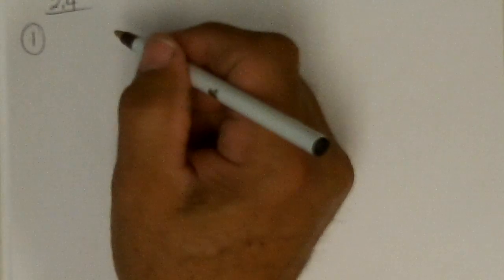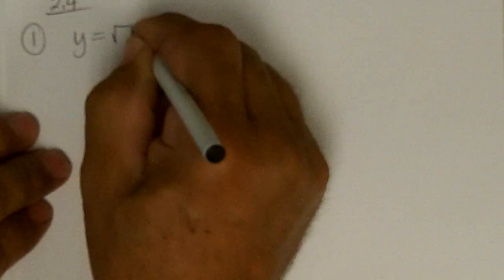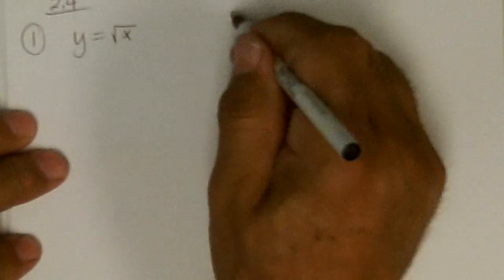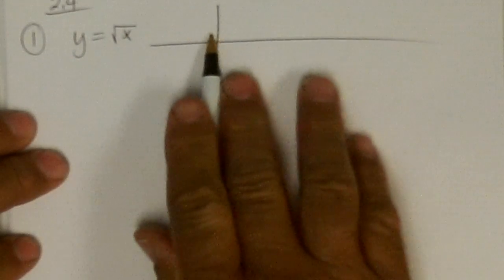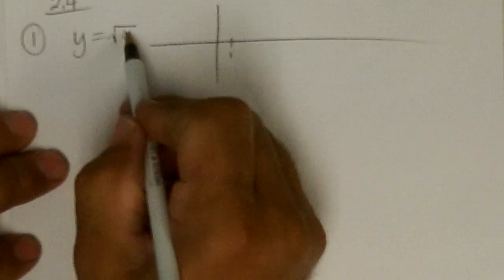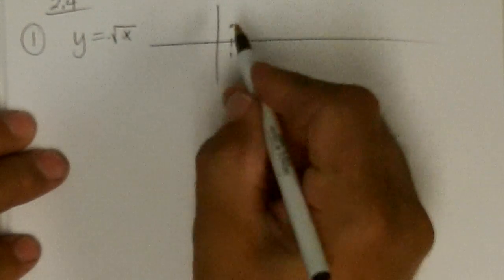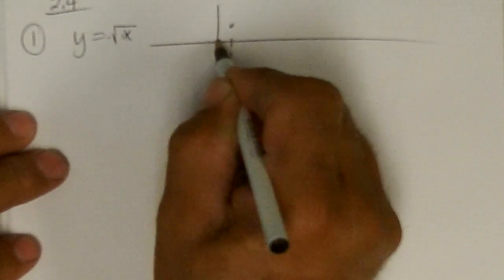All right, 2-4, we got to do number 1. Number 1 says, sketch the graph of y equals the square root of x. Well, we can't take the square root of a negative, so there's no graph over here. If we put in 1, the square root of 1 is 1. If we put in 0, the square root of 0 is 0.